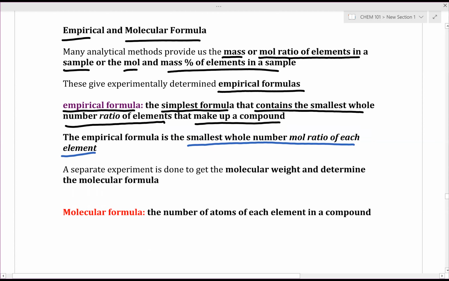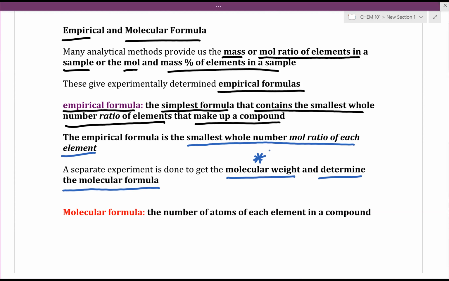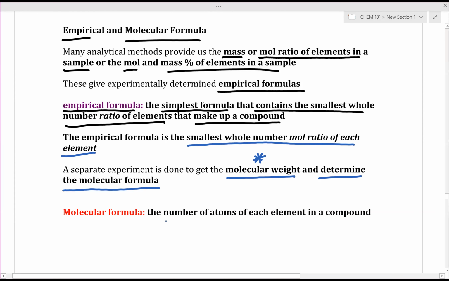Unfortunately, the empirical formula is not the full formula of our molecule. So often a separate experiment is done to get the molecular weight and allow us to determine the molecular formula. The key thing I want you to star here is that the key to getting our molecular formula involves the molecular weight or molar mass. So the molecular formula, quite simply, is the number of atoms of each element in a compound. It's just the exact number.